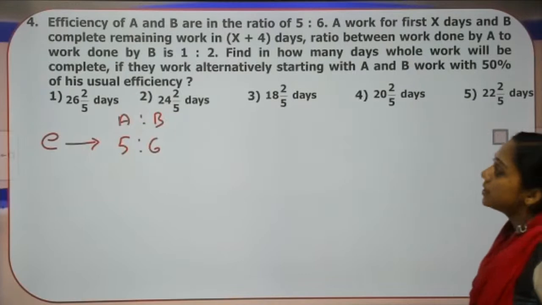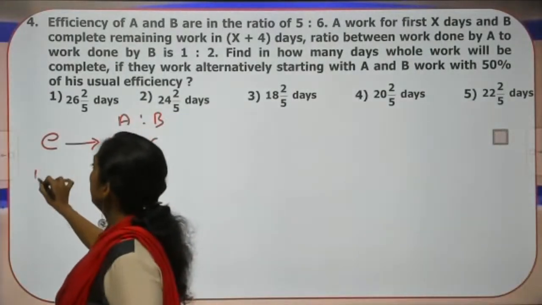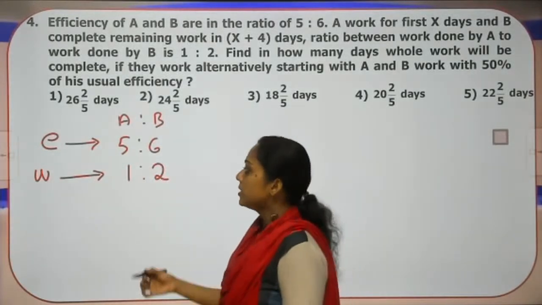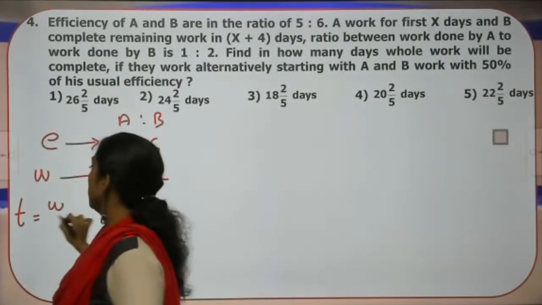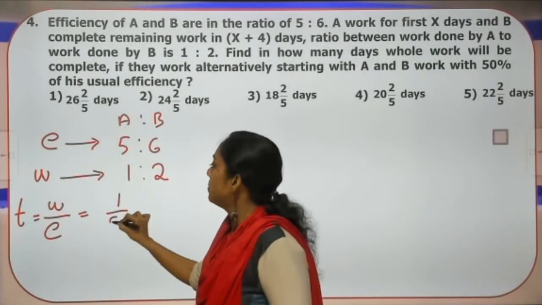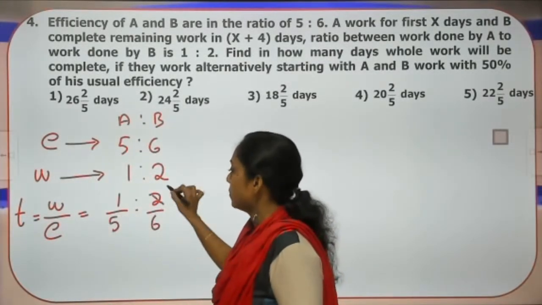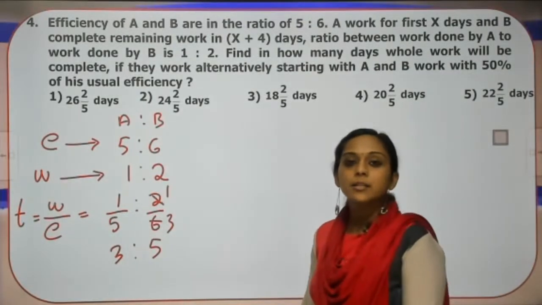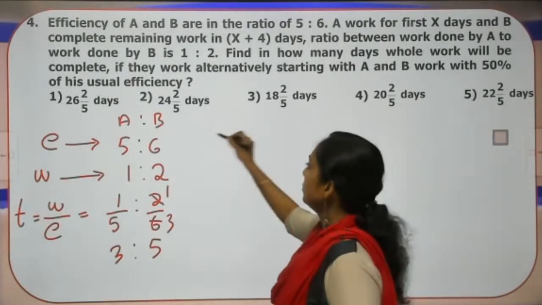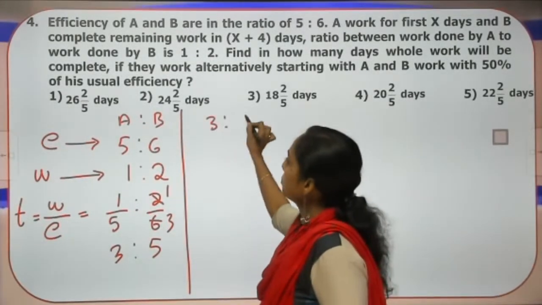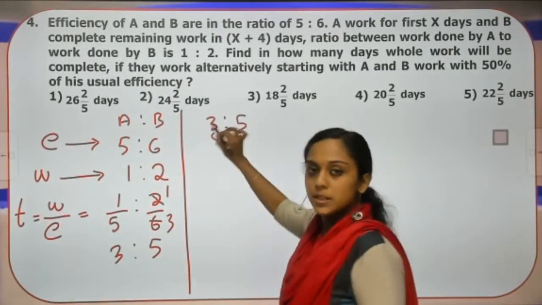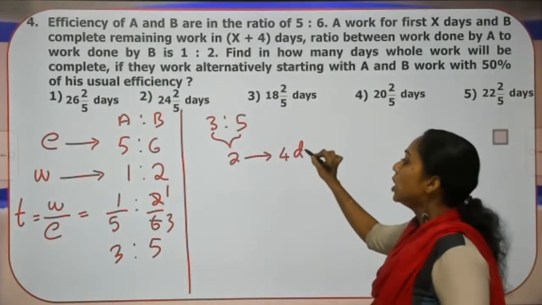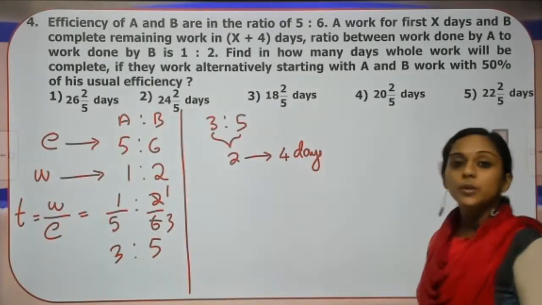The ratio between the work done by A to B is 1:2. So what is time? Time ratio is work ratio by efficiency ratio, so that is 1/5 : 2/6, or 1/3, or you can write this time ratio as 3:5. Now in this 3:5, the difference between the time taken by A and B is actually 4 days. So this 2 is actually 4 days.